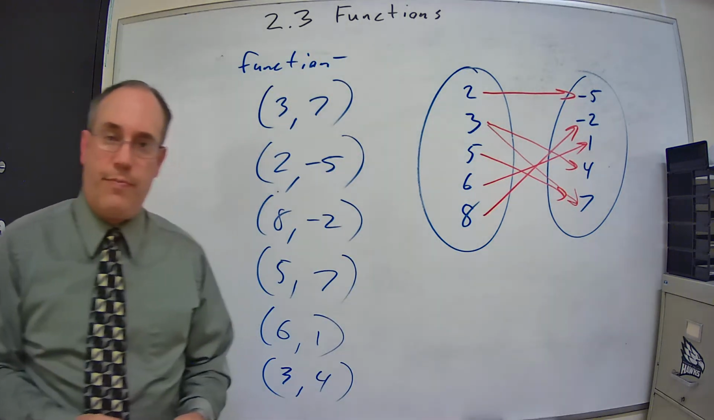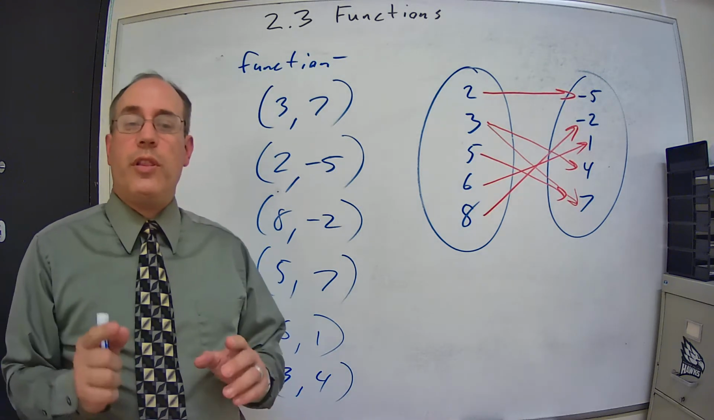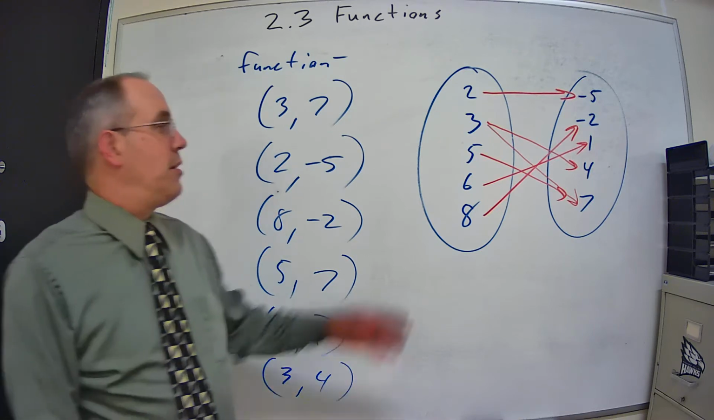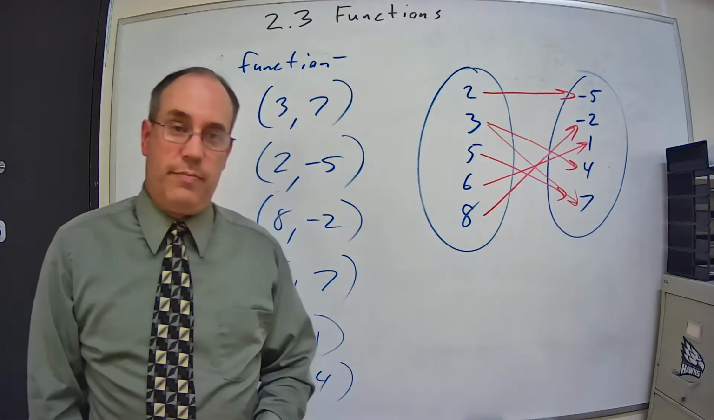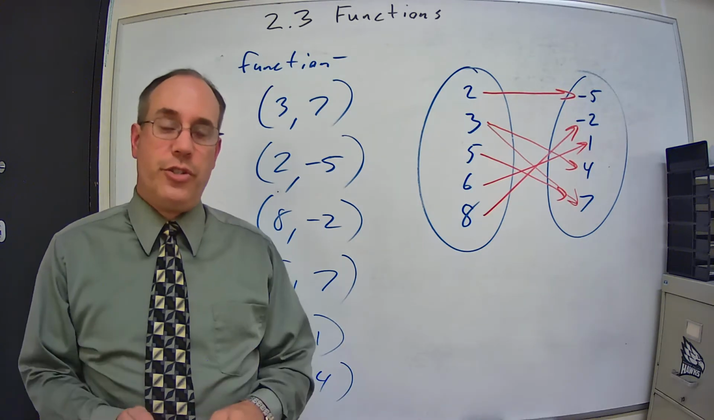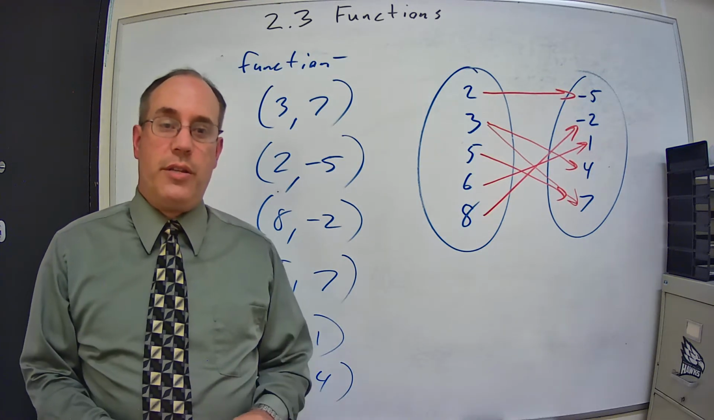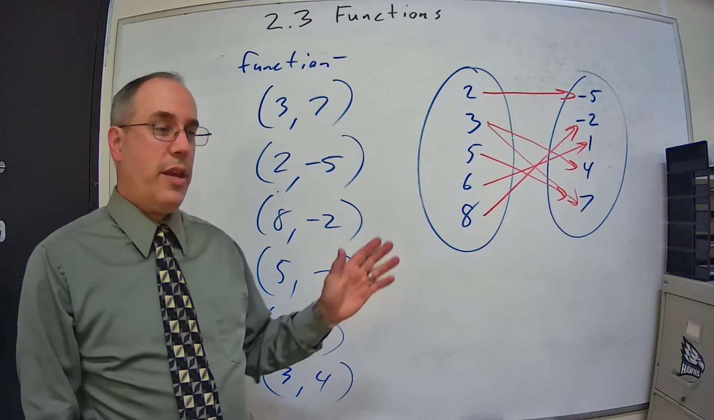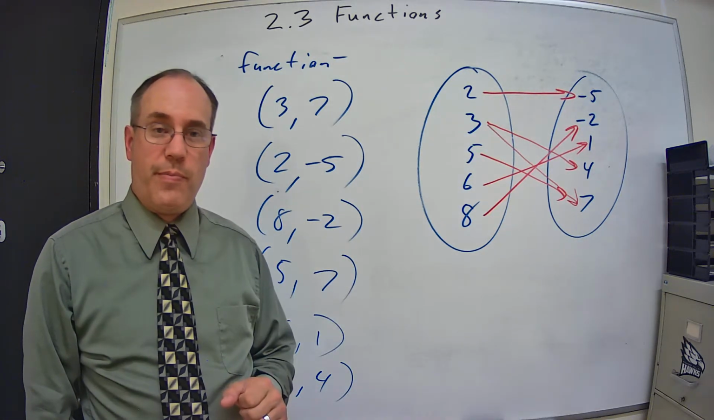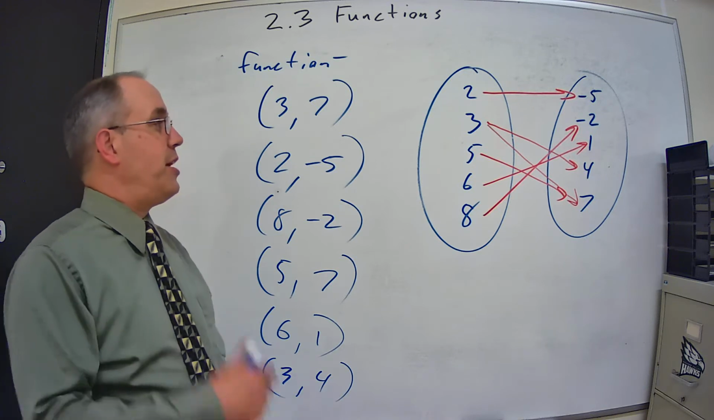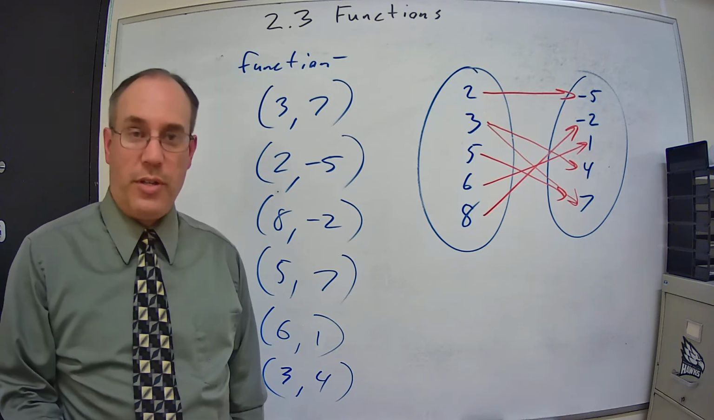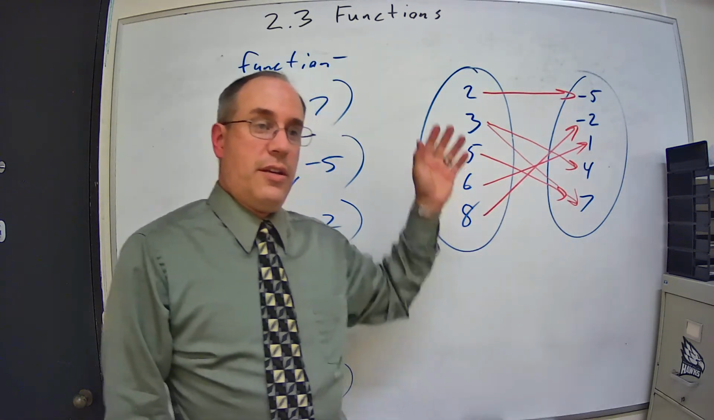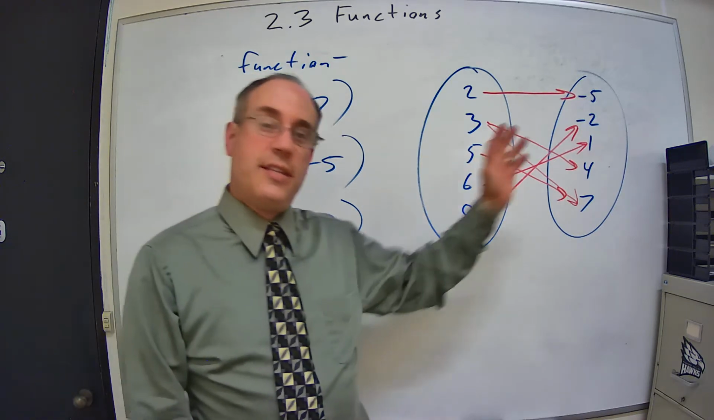Well, what's the difference between a relation and a function? The difference between a relation and a function is that in a relation, any input can tie to any output. But in a function, for each input, there can only be one output. So for each input, there can only be one output. But there can be numerous inputs that go to the same output.